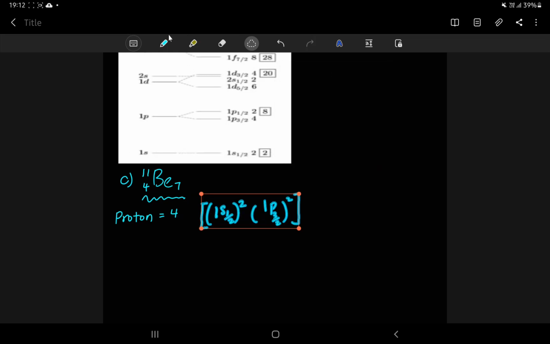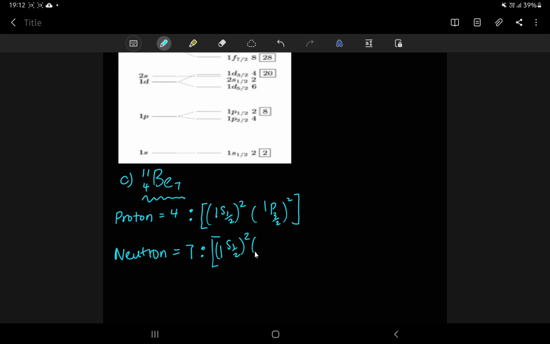Now for the neutron, which equals 7. The shell model is 1s1/2 with 2, 1p3/2 with 4. So 4 plus 2 is 6. We need one more, 1p1/2 with 1.